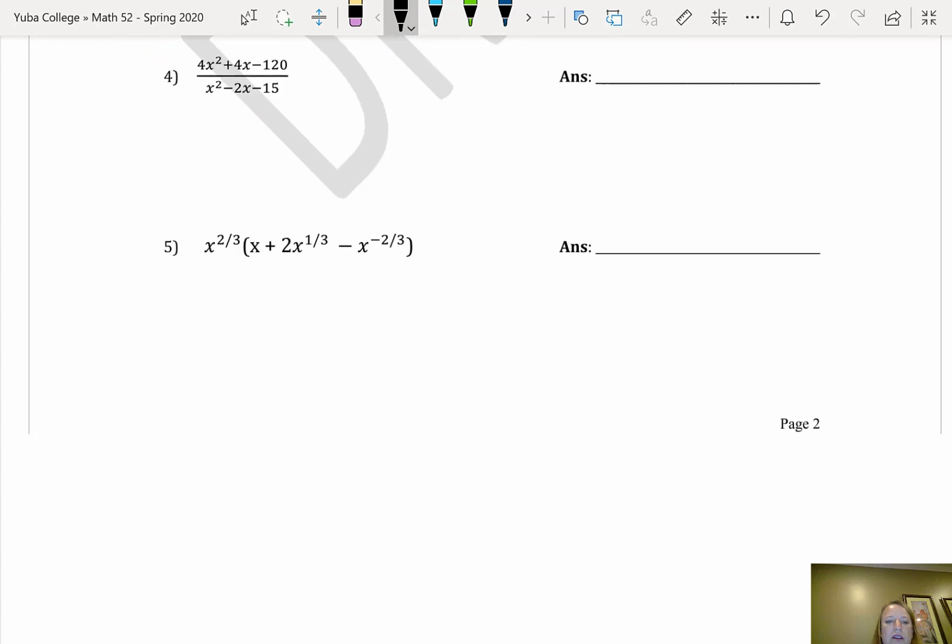Okay, so for the next problem, we want to simplify this rational expression. And so looking at it, we need to factor. Notice that 4x squared plus 4x minus 120, that has a 4 in common with both of those. So we can pull out a 4 in the numerator. And when we do that, we're left with x squared plus x minus 30.